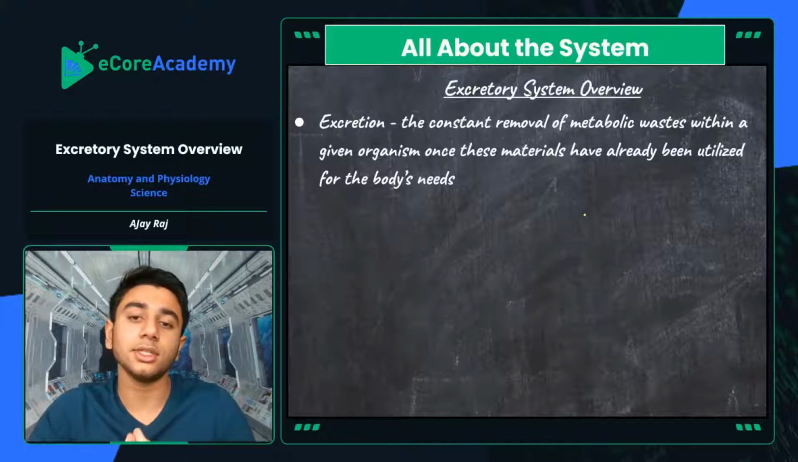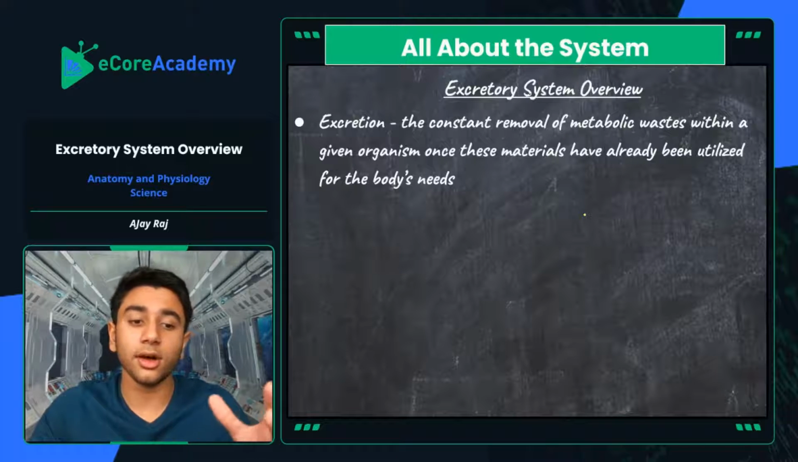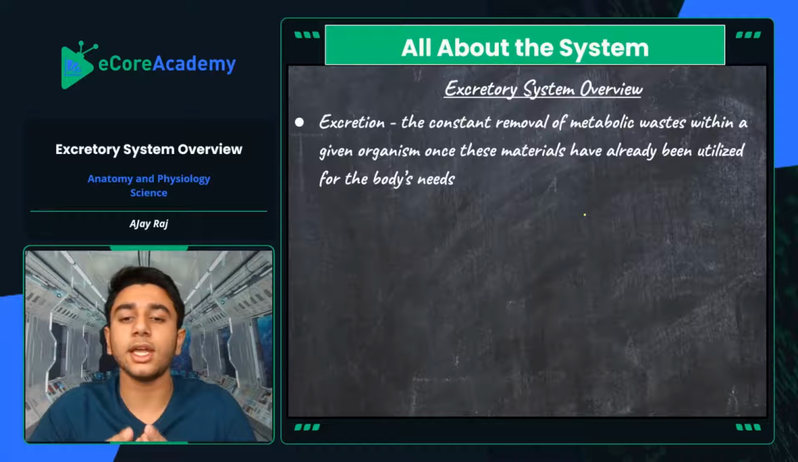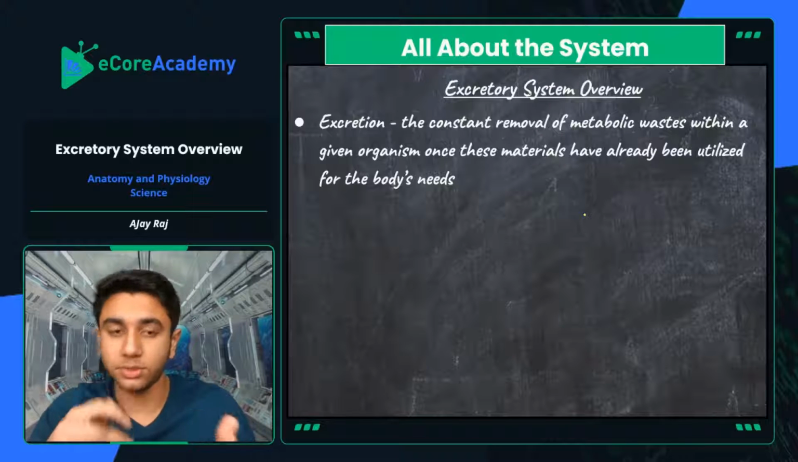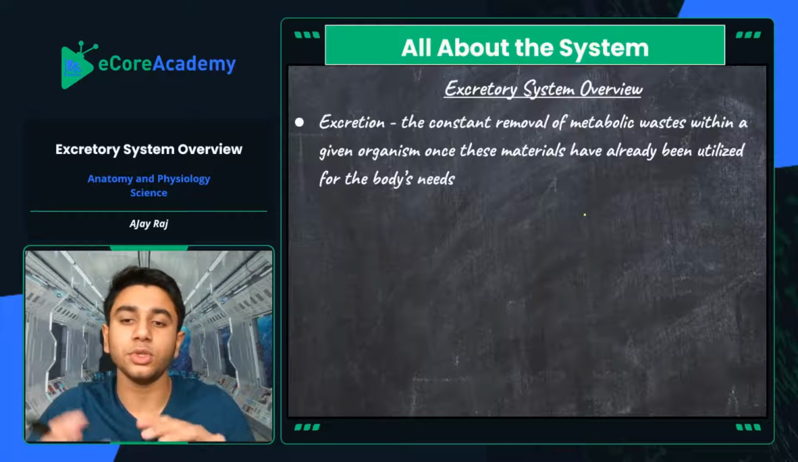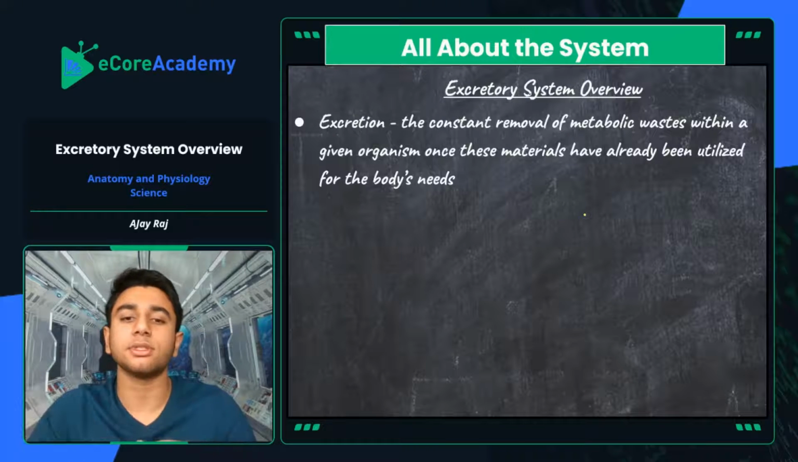Now, one common misconception about the excretory system is that it includes both urination and the solid waste that we dump out, number two to be specific. However, the excretory system does not get involved with number two. That's more towards the digestive system, which we will also talk about in later videos. This is much more specific.